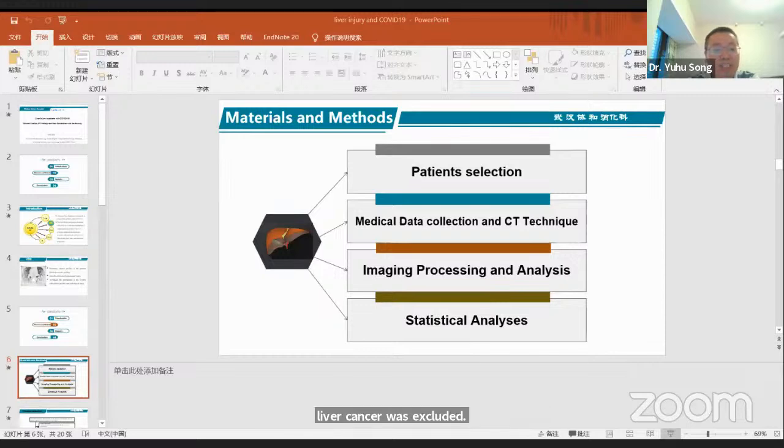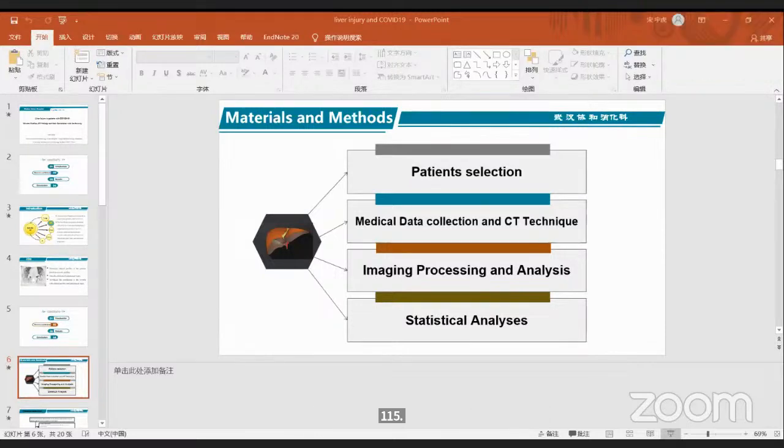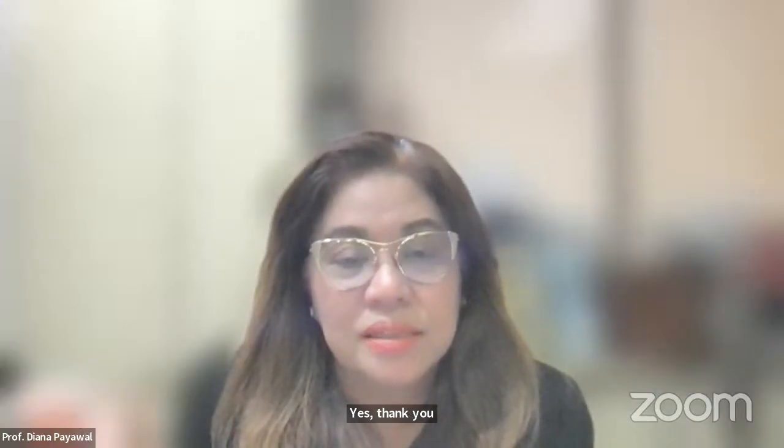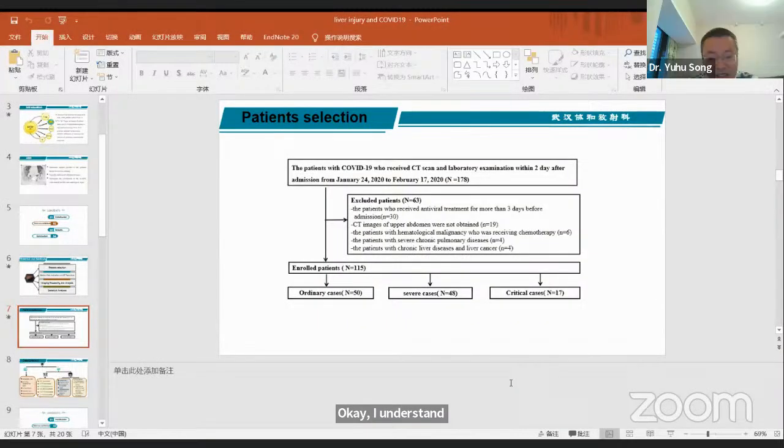115 patients enrolled. Ordinary case. Professor Song, it's not moving again. Okay, sorry. I don't know the reason. Maybe you have to click the slideshow and then. Okay, sorry. Yes, thank you. Because I use the website. Ah, okay, I understand. I just use this one, maybe better. Okay, now, yes. Maybe better. Okay.